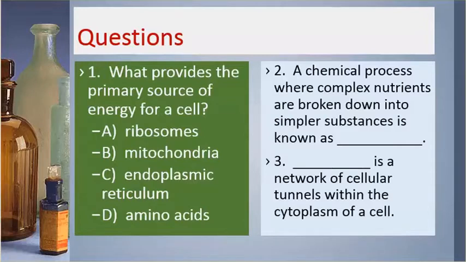Number 2, a chemical process where complex nutrients are broken down into simpler substances is known as blank. Number 3, blank is a network of cellular tunnels within the cytoplasm of a cell.